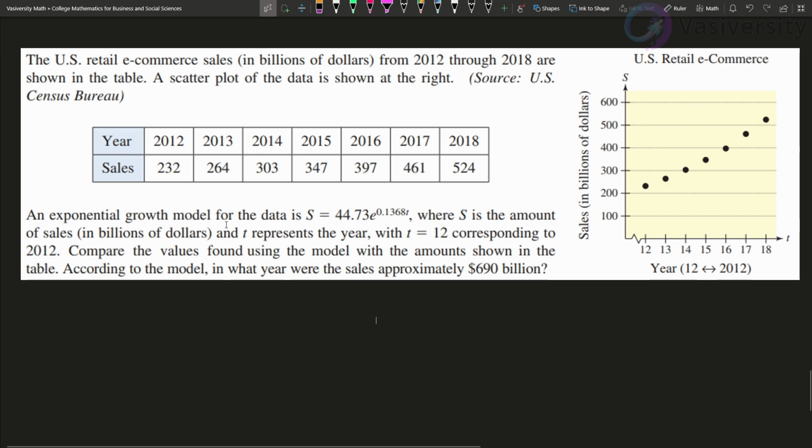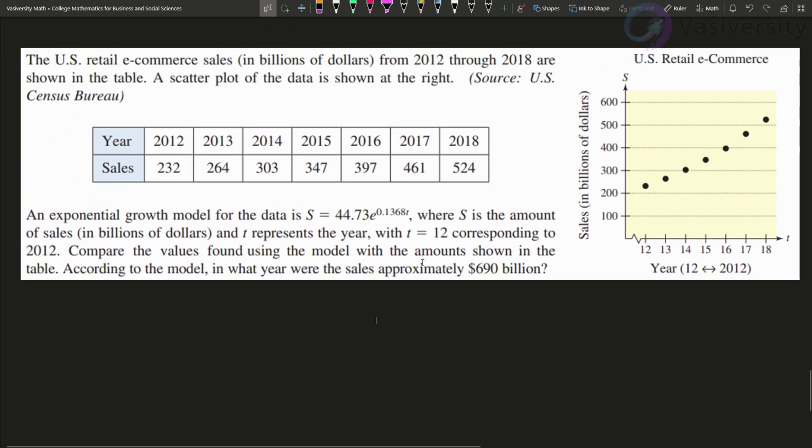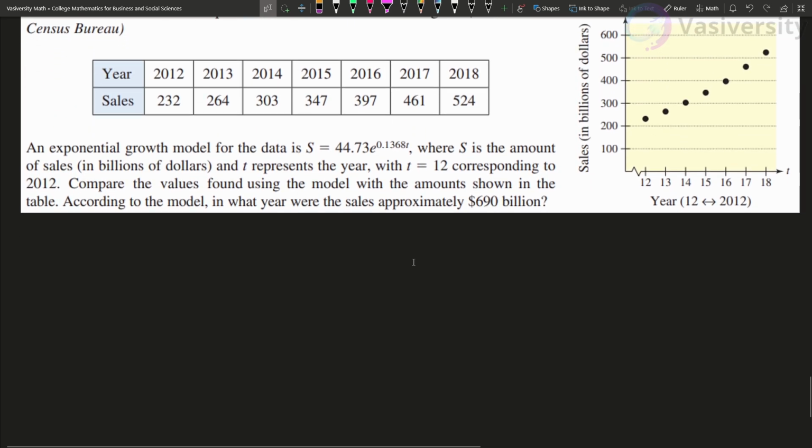An exponential growth model for the data is as follows, where S is the amount of sales in billions of dollars and t represents the year, with t = 0 corresponding to 2012, and essentially we would go up to 18. Compare the values found using the model with the amounts shown in the table. According to the model, in what year were the sales approximately 690 billion? So here we want to find in what future year that will be.